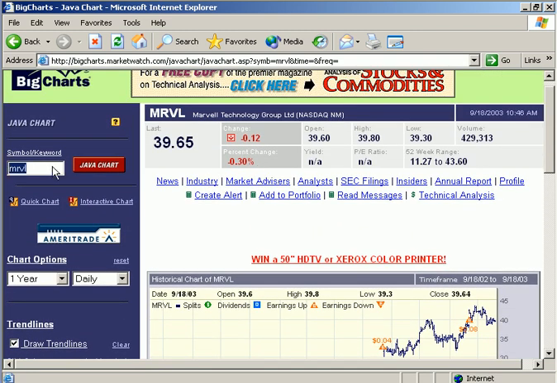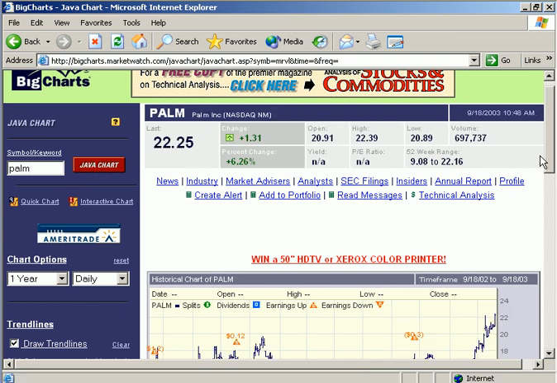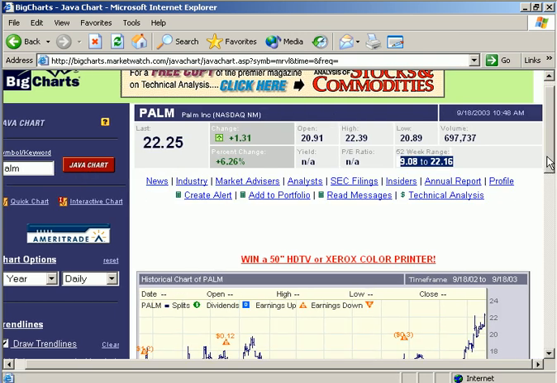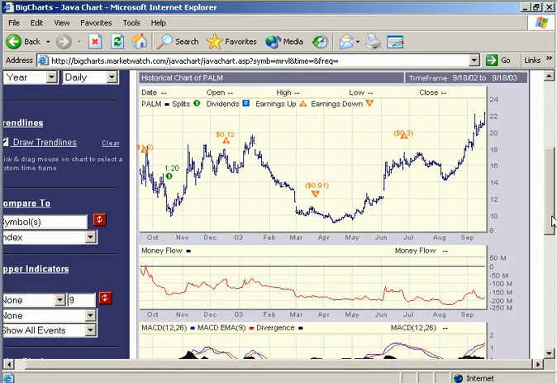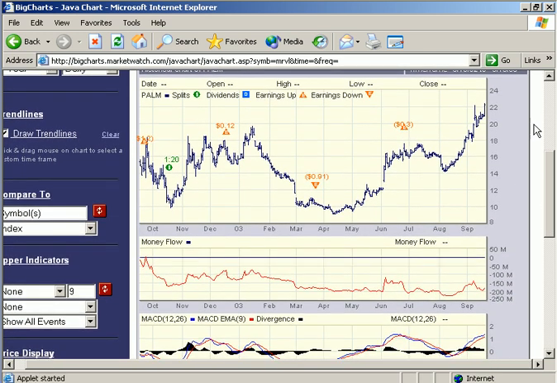Okay, so we did write down the symbol PALM. Let's put it in here, PALM, and we're going to click on the Java chart. Basically, this is what we're looking at here. The first thing we want to do is draw our trend line, and we have two different trend lines.